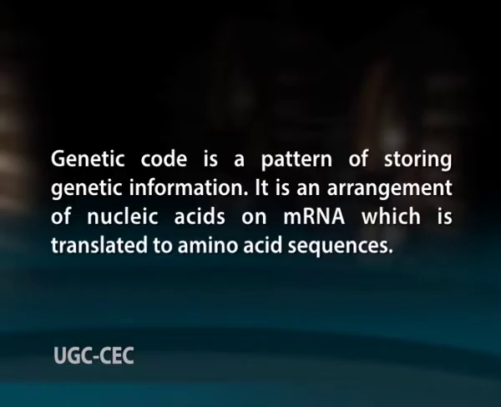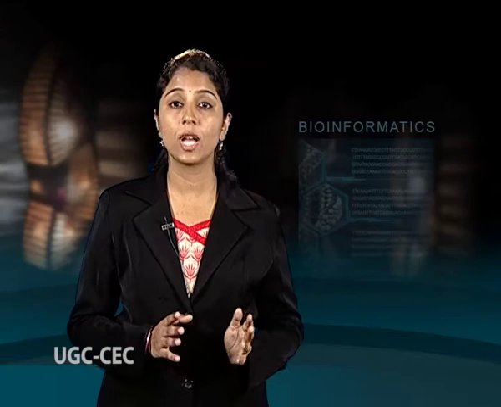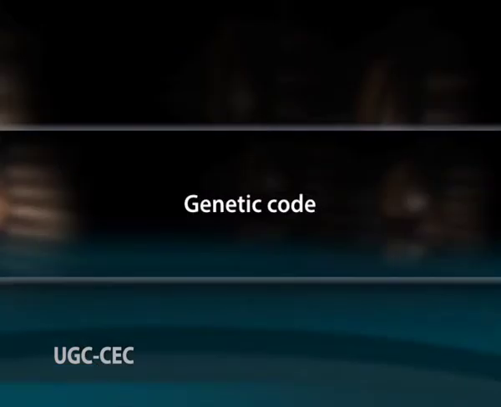This genetic code is a pattern of storing genetic information. It is an arrangement of nucleic acids on mRNA which is translated to amino acid sequences. Translation, as the word implies, is converting something like a code or any unknown language to an understandable format. The amino acid sequences make sense. They are in fact modified to fully functional proteins. Now, let us deeply study the genetic code.